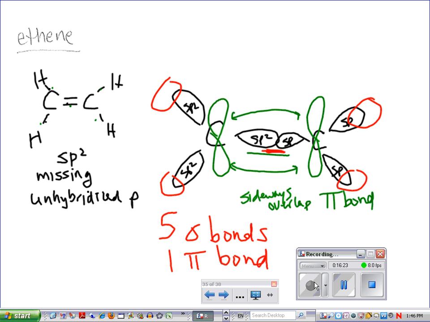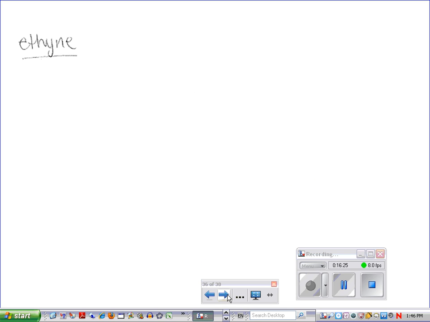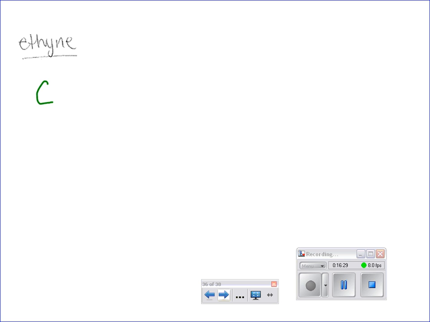Okay, so the next one we're going to draw, let's do it with no mistakes this time. How about that? Ethine. See, what's the difference with this one? Triple bond. And then we have 1 H on each of the C's. All right, here we go. What's the hybridization for 2 areas around each of these? Sp hybridized. So how many unhybridized P's do we have?